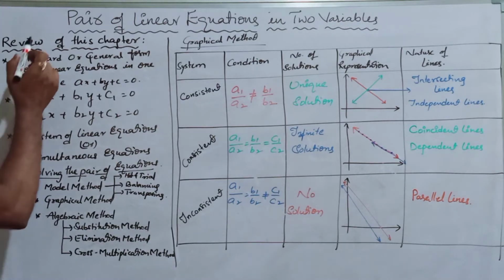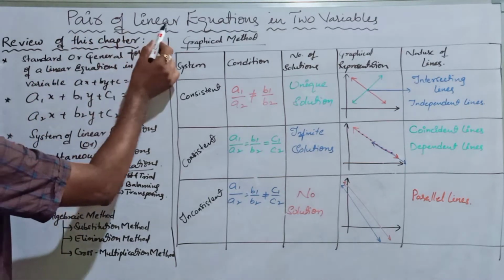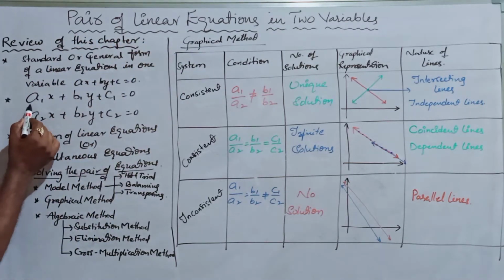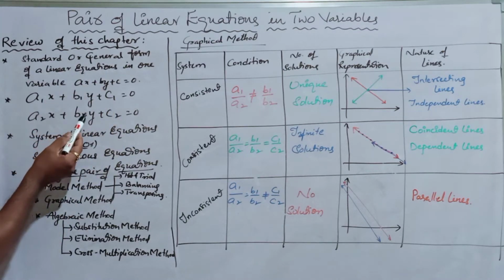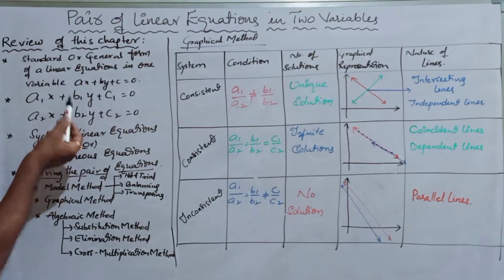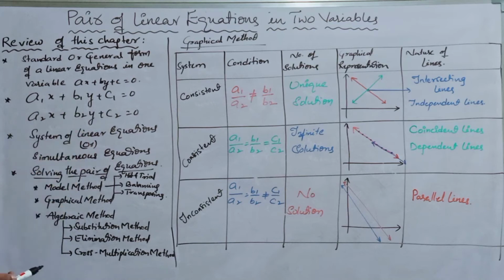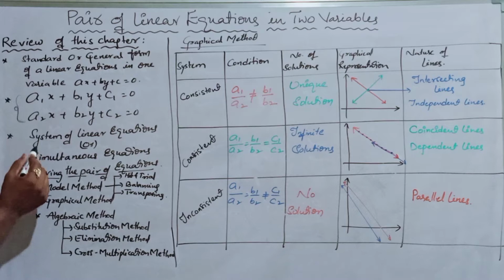Similarly, the standard form of a pair of linear equations in two variables is a1x + b1y + c1 = 0 and a2x + b2y + c2 = 0, where a1, a2, b1, b2 and c1, c2 belong to real numbers. These two equations, a pair of linear equations in two variables, are also called a system of linear equations or simultaneous equations.